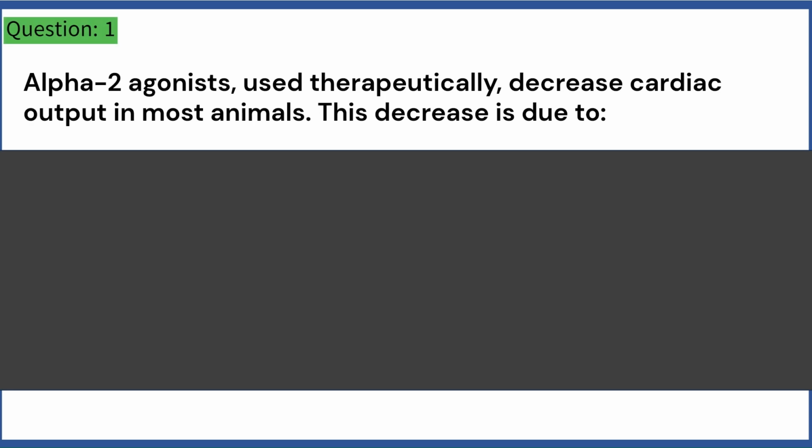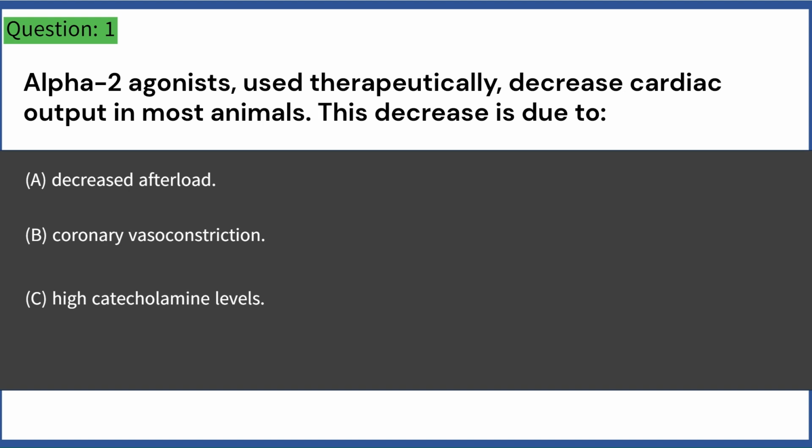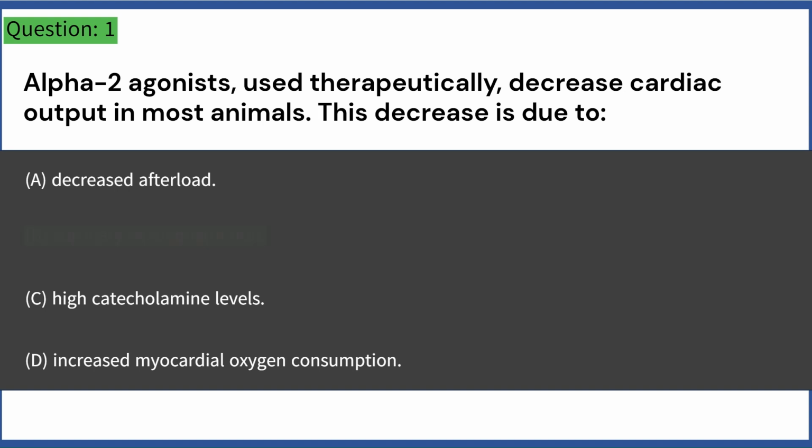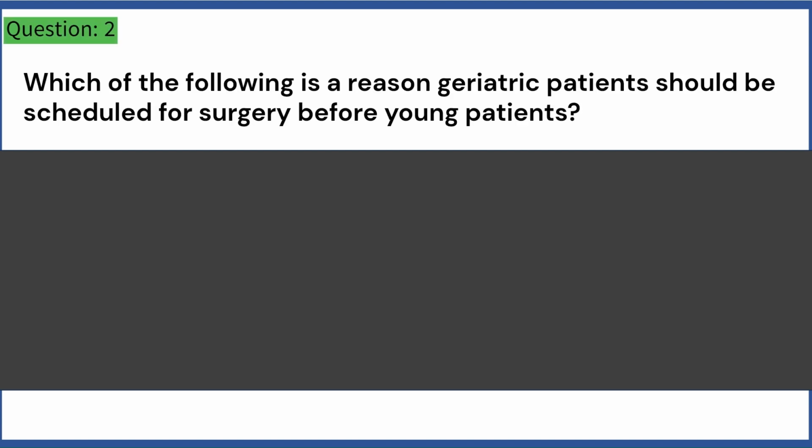Alpha-2 agonists, used therapeutically, decrease cardiac output in most animals. This decrease is due to A. Decreased afterload. B. Coronary vasoconstriction. C. High catecholamine levels. D. Increased myocardial oxygen consumption. Answer: B. Coronary vasoconstriction.